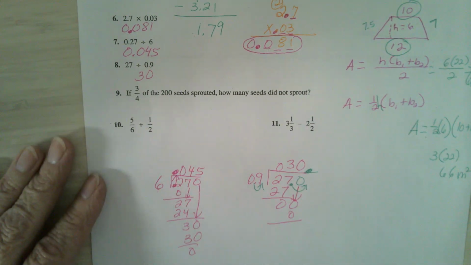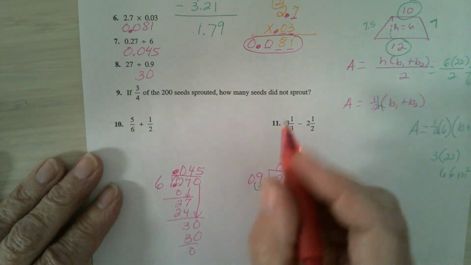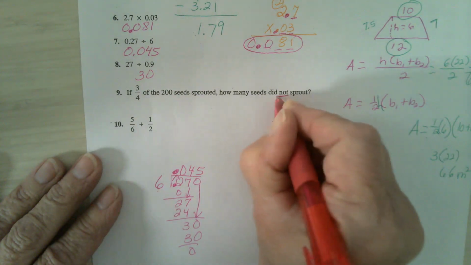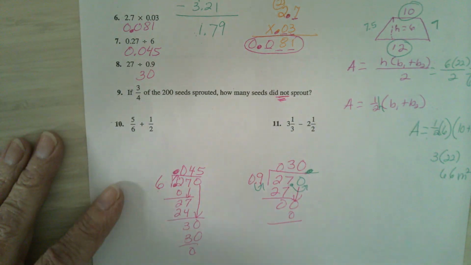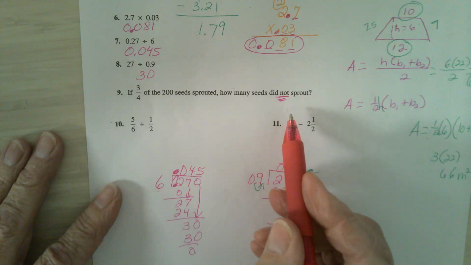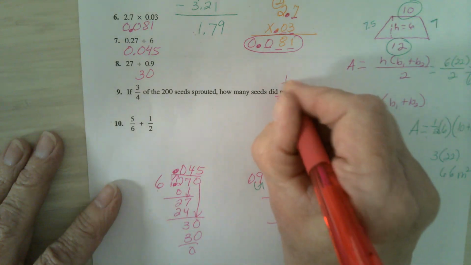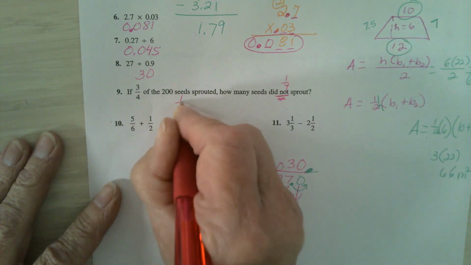In number 9, 3/4 of the 200 seeds sprouted. How many did not sprout? What fraction did not sprout? If 3/4 sprouted, how many did not sprout? 1/4. So you're just going to take 1/4 times 200.